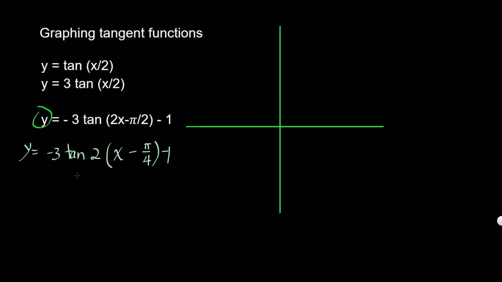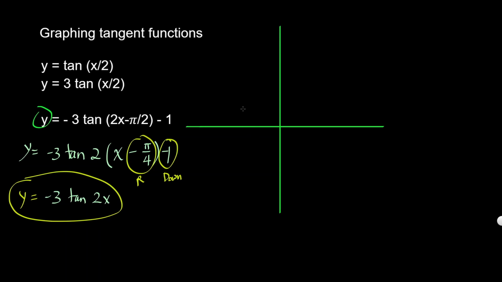Okay, so here's what you're going to do. In my mind, I'm just going to graph negative 3 tangent 2x first, and then because of this, I'm going to move right pi over 4 much, because it's minus pi over 4. You need to go right. And then outside you have minus 1. I'm going to go down 1 unit. Okay? So in my mind, I'm just going to graph this first over here, and then do the translation. Okay, before we do anything, we need to figure out what period is. Period for tangent is pi over b. B in this case is 2, so it's pi over 2.